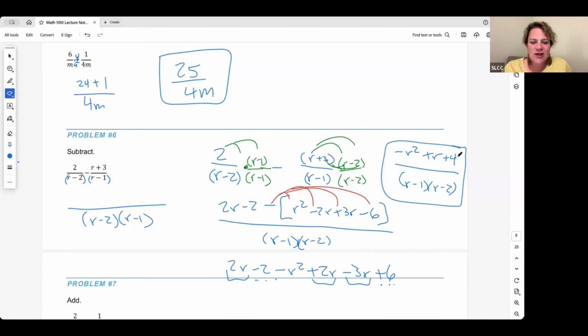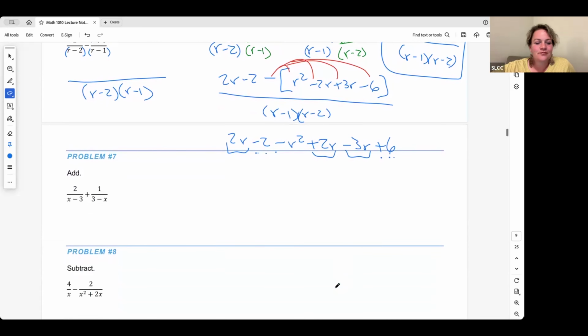You can't just get rid of it. We're not solving and clearing fractions. We're not simplifying and dividing them out. We are simply adding or subtracting. You need a common denominator, and the answer has to include the denominator. Now let's look at problem number 7.